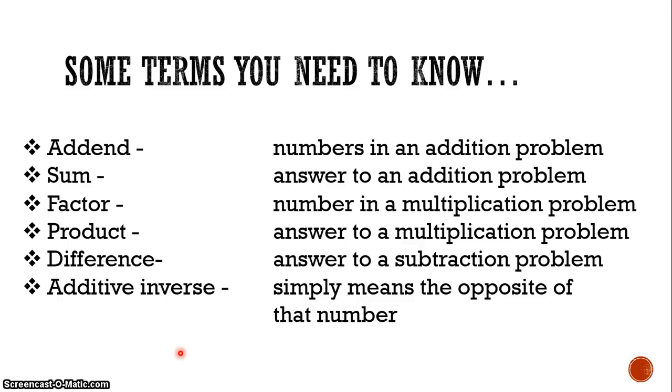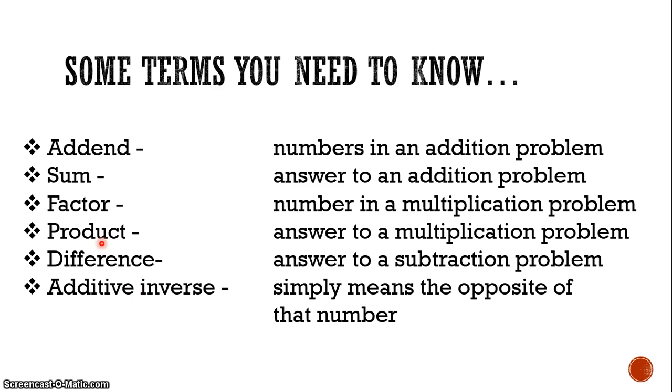First, there are some terms that you're going to need to know. So if you need to pause this to copy it down, feel free. That's the beauty of a video. So the first thing is an addend. Addend is a number in an addition problem. The next thing is a sum. Sum is an answer to an addition problem. So if you have 2 plus 2, 2's are addends and 4 is the sum.